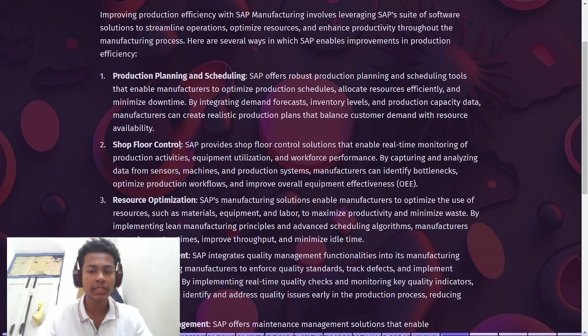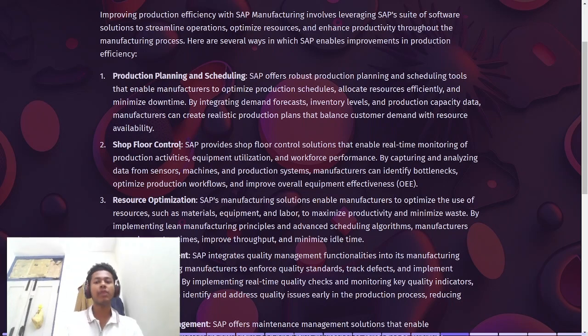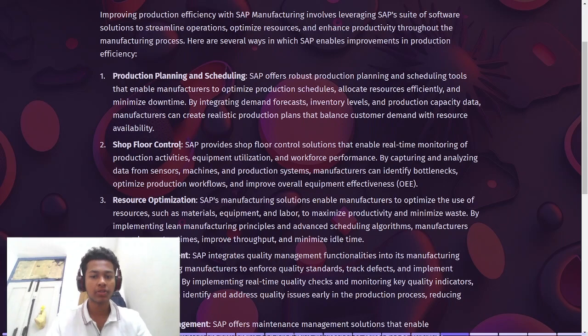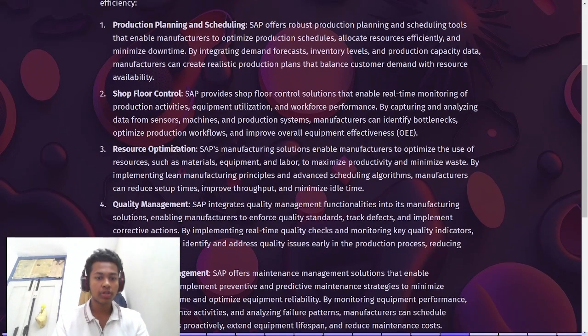Shop floor control is the type of operations that enable real-time monitoring of production activities. They help in equipment utilization and workforce performance. So, resource optimization.